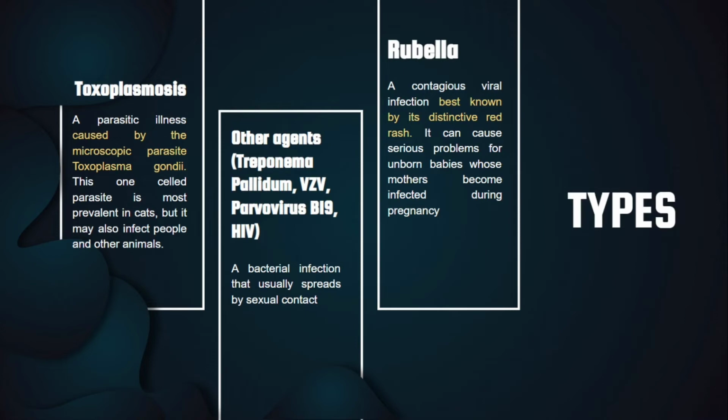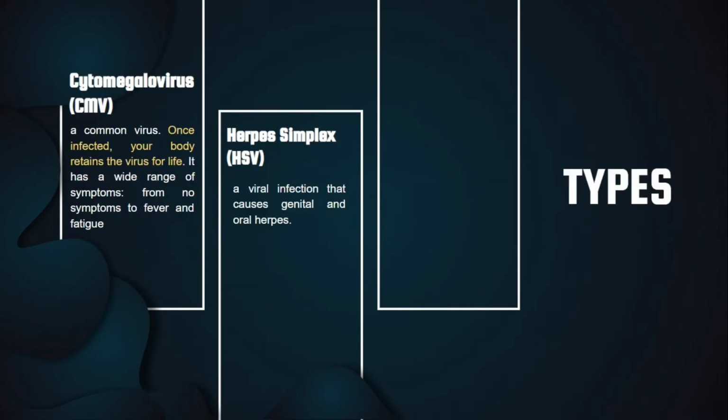Next is rubella. It is a contagious viral infection. It is best known by its distinctive red rash. Rubella can cause serious problems for unborn babies whose mothers became infected during pregnancy. We also have cytomegalovirus or the CMV. It is a common virus. Remember that once infected, your body retains the virus for life. It has a wide range of symptoms, from no symptoms to fever and fatigue.